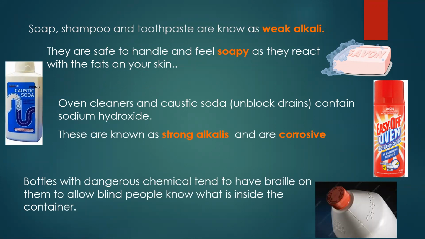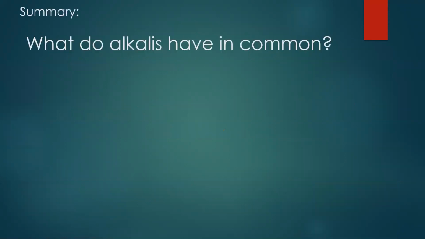This is probably a good time to mention here, bottles with dangerous chemicals tend to have braille on them. This allows blind people to know what's inside the container. Now, if you look at this diagram here, you can see it's got little dots in patterns so they can feel and read what's actually found in the container, and it's for their safety.